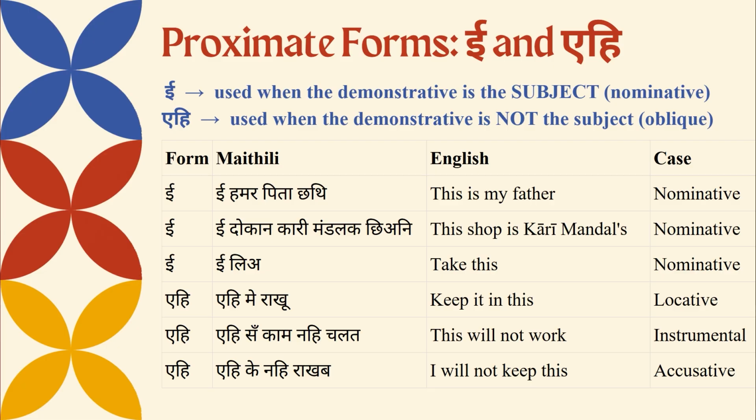Then another example is ehi se kaam nahi chalat. This will not work, or only this will not work. So again, here is the instrumental case. And finally we can see that ehi ke nahi rakhab, I will not keep this one. Okay, and here we can see that ehi has an accusative case. It is the object of the sentence.